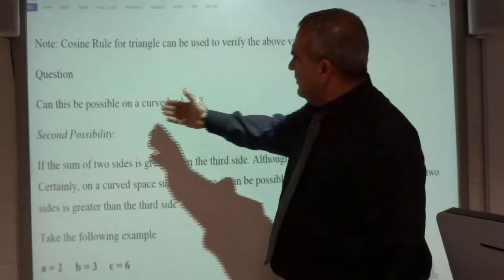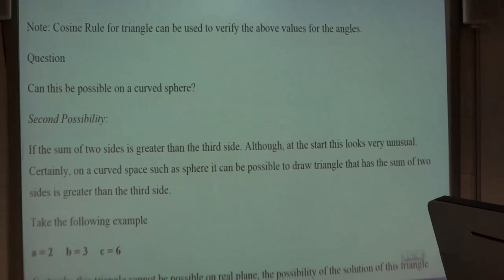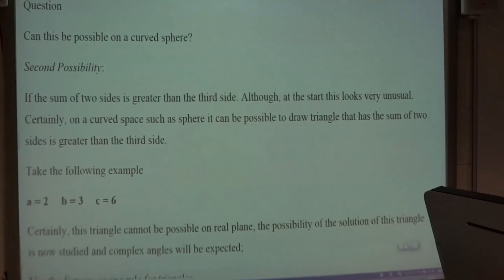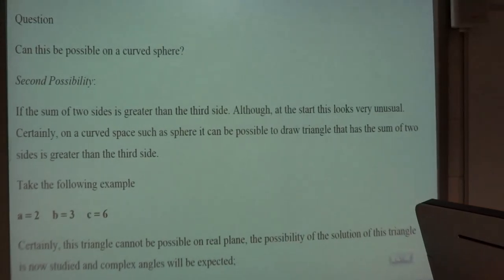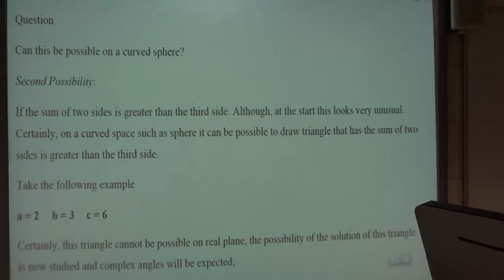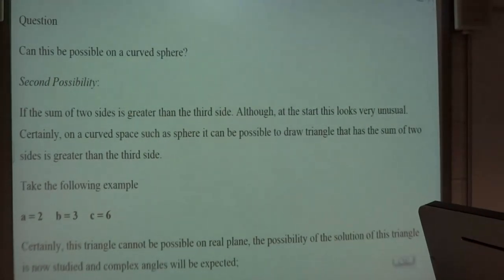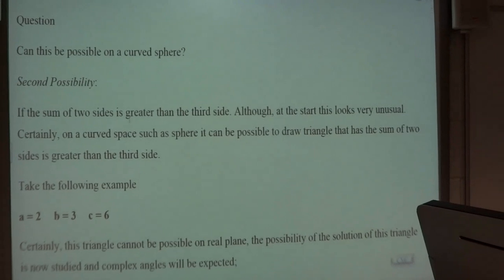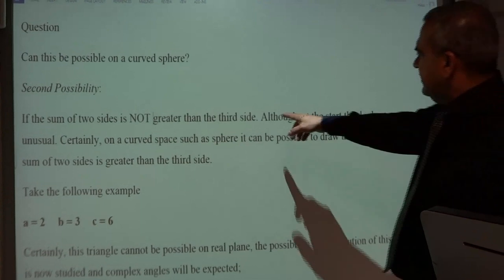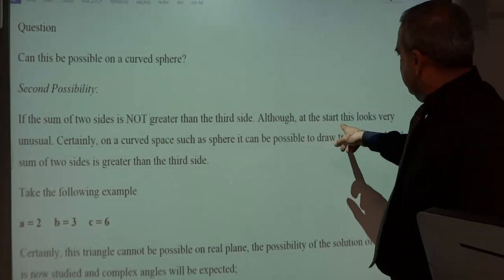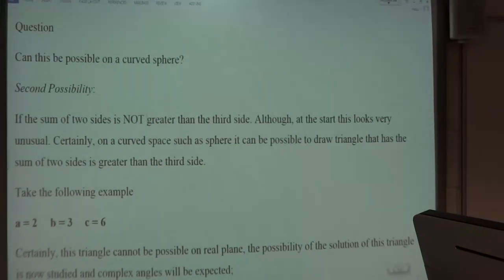Now the cosine rule for a triangle can be used to verify the above. Can this be possible on a curved sphere? I will leave that for you to study. Now the second possibility: the sum of two sides is not greater than the third side. At the start this looks very unusual, but now we are studying this in plane geometry.